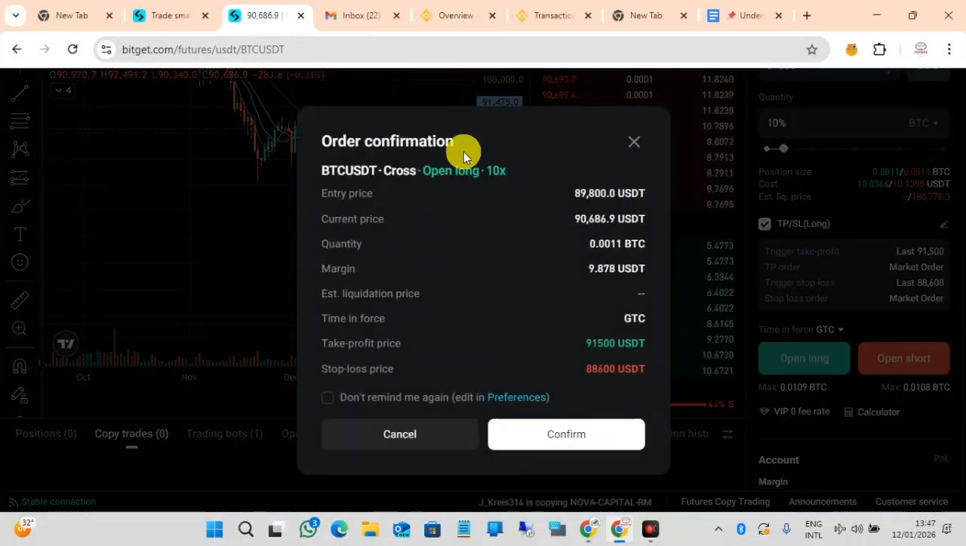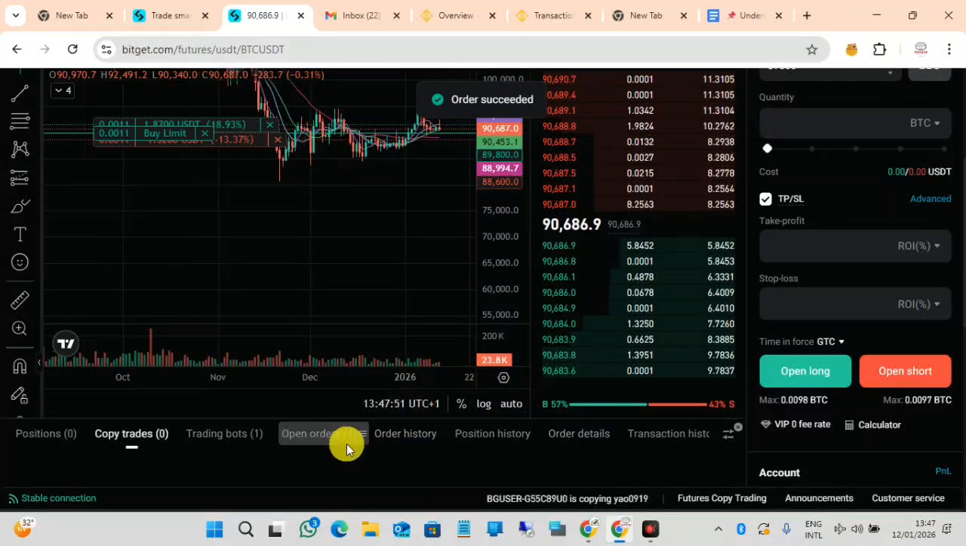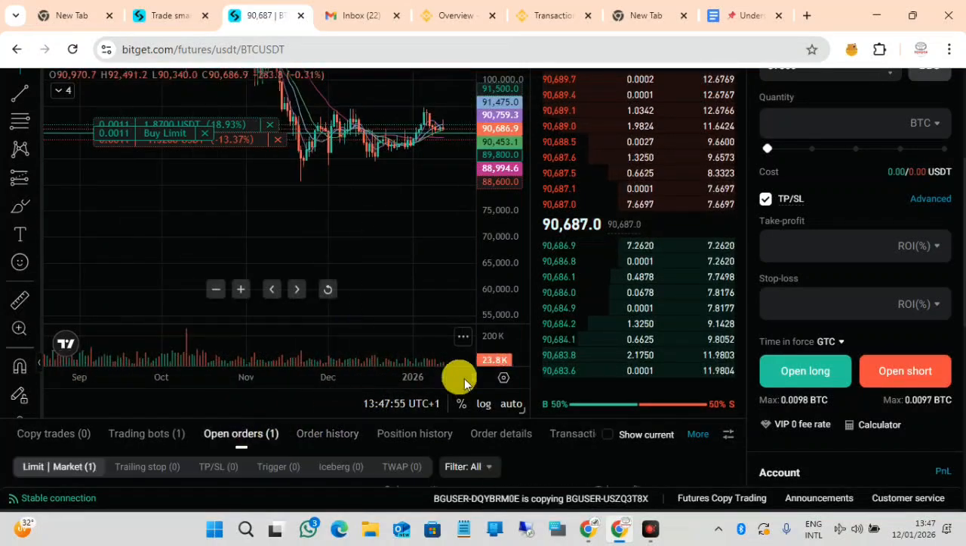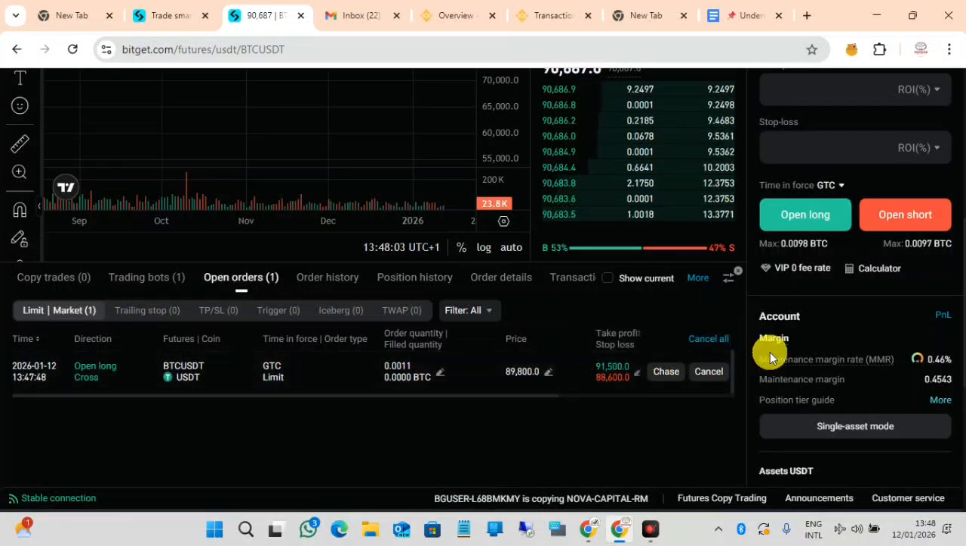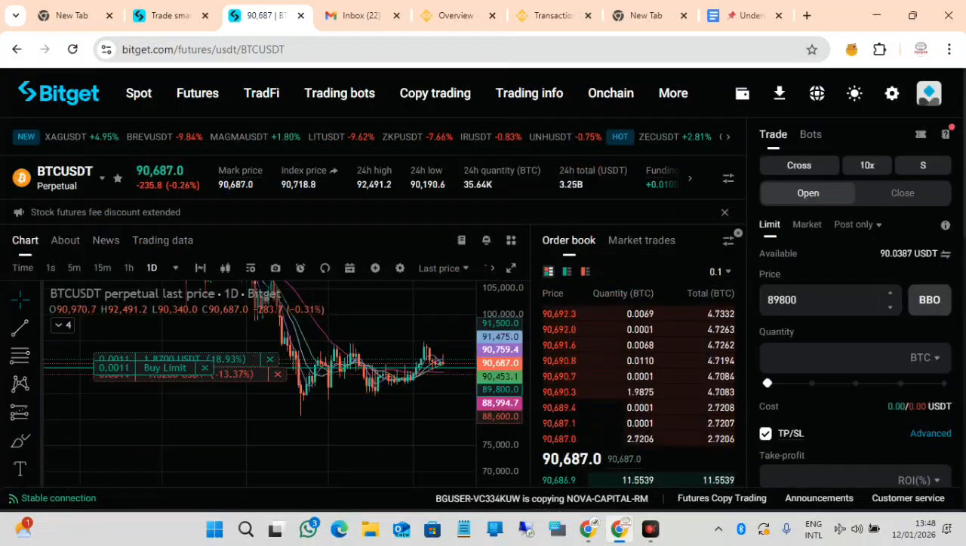So you can see I want to take the entry at 89,800. Then I've already put the stop loss and confirmed. The order has been successfully placed. Let me go and check the order history. This is my order. You can see I entered at 89,800, and my take profit and stop loss are all there. So this is how you can easily trade on the futures market on Bitget.